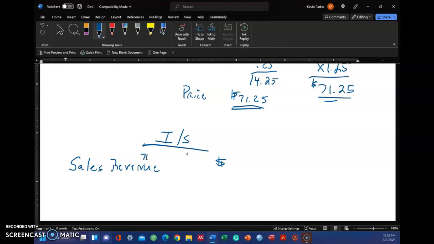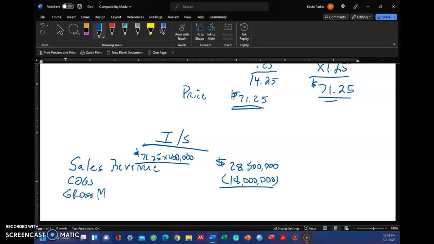So it'll be 71.25. Now we wouldn't write this on a real income statement, but for teaching purposes we will. 71.25 times 400,000 gives you $28,500,000. Cost of goods sold, we're not going to recalculate that. You can go back and look at your notes or rewatch that part of the video. 18 million, and that gives us gross margin.